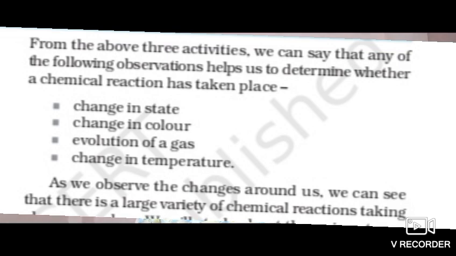As we already explained, apart from new product, we have 4 or 5 parameters by which we can determine whether the reaction is a chemical reaction or not. Those parameters are change in state, change in color, change in temperature, and evolution of gas. As you have seen, when coal starts burning, temperature changes, state changes, there is the evolution of gas in terms of CO2. So I hope you understand the definition of chemical reaction.